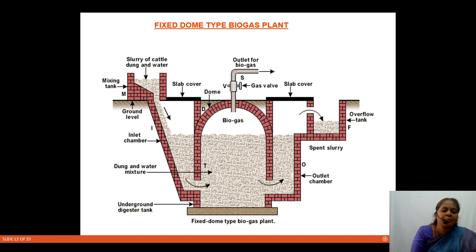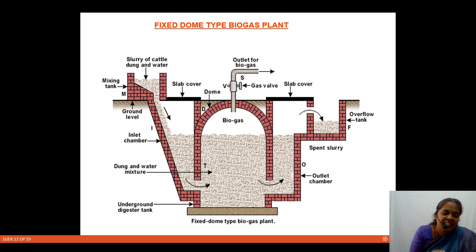Through this pipe it is coming to the digester. Here, in this digester, the slurry is decomposed. The slurry reaches inside the digester. It is decomposed by anaerobic microorganisms in the absence of oxygen, and after a few days, around 60 plus days, the biogas is produced. Okay, that is very important.